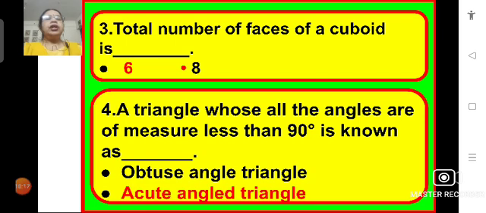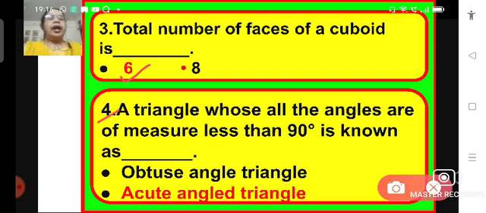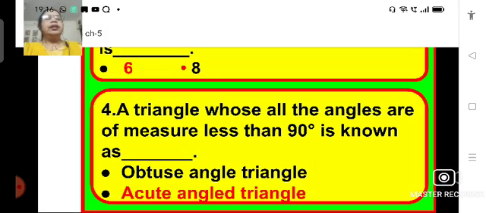Next question, total number of faces of a cuboid. So we know that a cuboid has 6 faces. So 6 is the correct option. Next question, a triangle whose all the angles are of measure less than 90 degree is known as an acute angle triangle. We have also discussed it earlier.